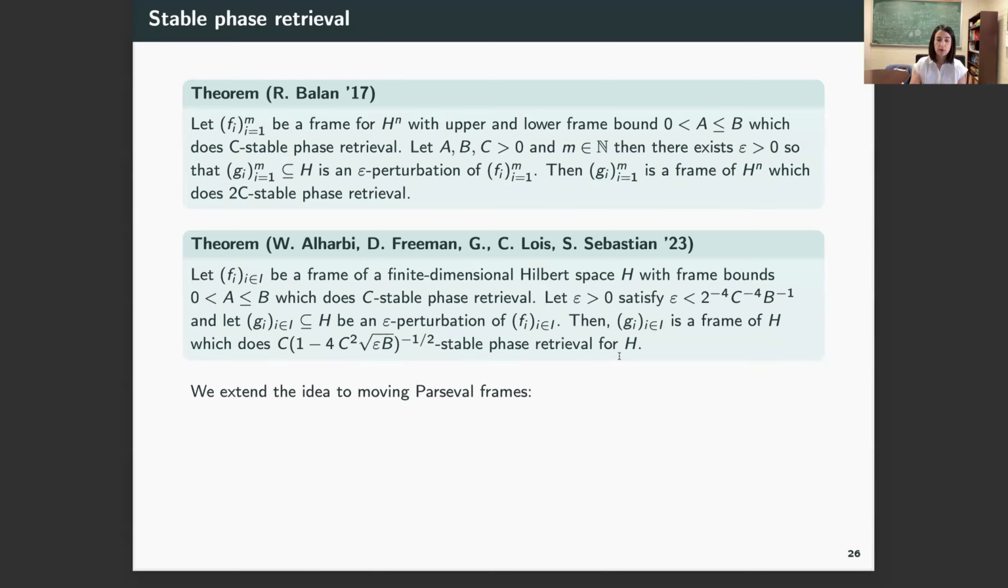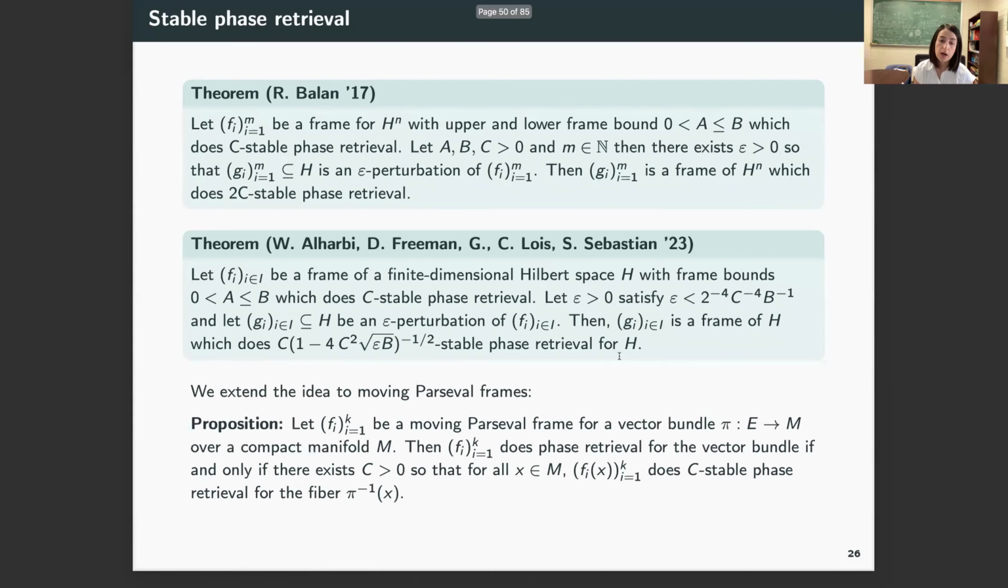And going back to the moving Parseval frame and the idea of that, we were able to show that for vector bundles, if I start with a moving Parseval frame for a vector bundle, then this does phase retrieval if and only if there is a constant C such that for any point x of my manifold, F_i(x) does C-stable phase retrieval for the fiber as well. So this is one result that we had in this situation.